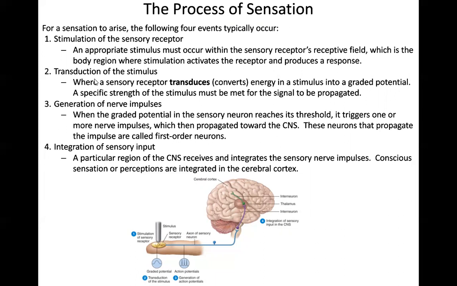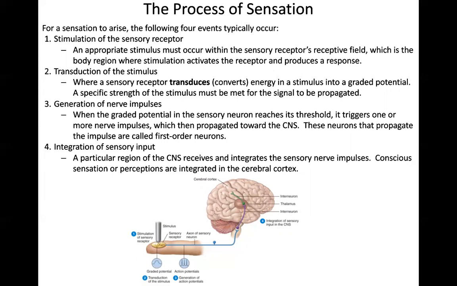We have to then convert or transduce the energy of that stimulus into a graded potential. Remember, a graded potential is also known as a local potential. It's a small depolarization. And if a specific strength of that stimulus is met, we will then create action potentials that can be propagated. What am I saying when I'm talking about strength and if we meet it? That letter T that begins the word spells out threshold.